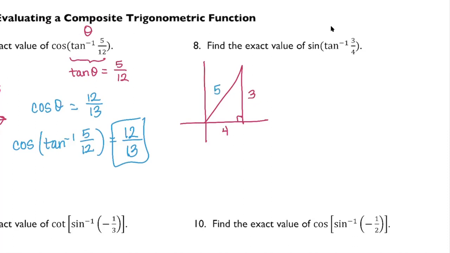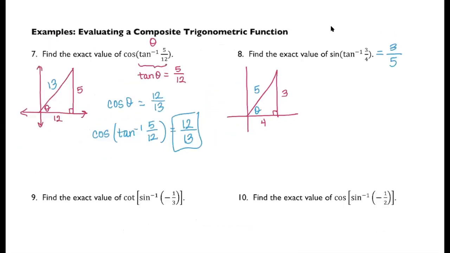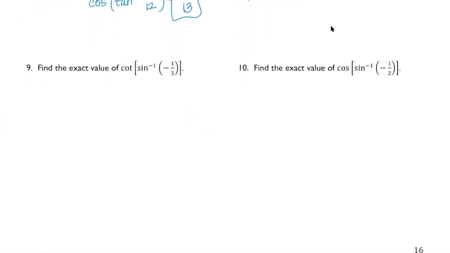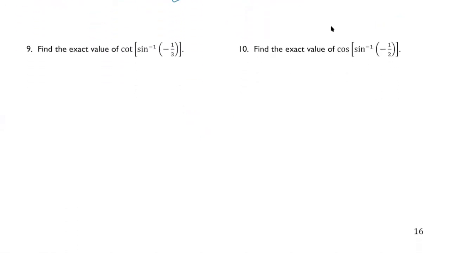Now we want the sine of this same angle. Sine is opposite over hypotenuse, which tells us the answer is 3/5. Easy enough? Alrighty. Number 9 and number 10, we're dealing with negatives here. So number 9, we want the exact value of the cotangent of the sine inverse of -1/3.